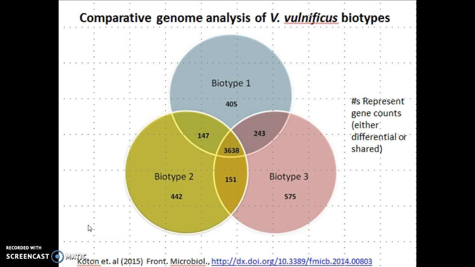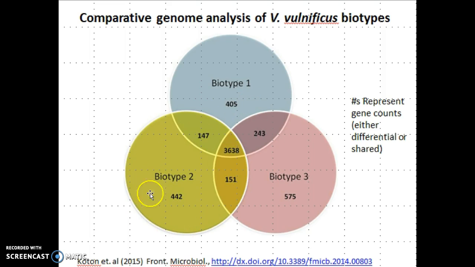Relatively recent whole genome analysis out of the group of Coden, and the references given there, show that the core genome that is shared between these 3 biotypes includes 3,638 genes. That means biotype 1 has 405 unique genes, biotype 3 has 575 unique genes, and biotype 2 has 442 unique genes. Most human infections are caused by biotype 1, and this is in fact the predominant form or biotype that is found in the natural environment.